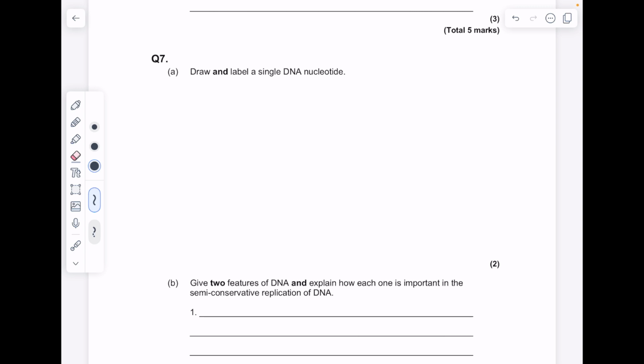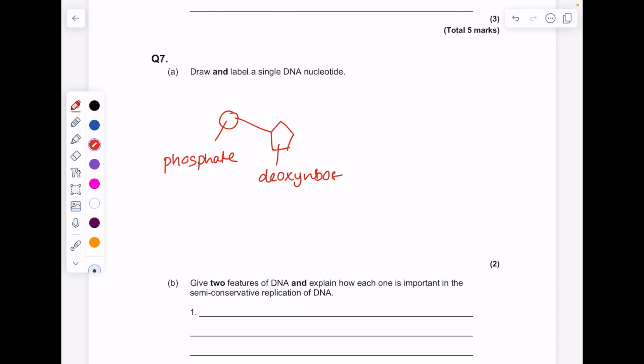Draw and label a single DNA nucleotide, so we know we need a phosphate. We need a pentose sugar. In DNA, remember, that's deoxyribose. And we need that joining to a nitrogenous base, which is in DNA either A, T, C, or G.